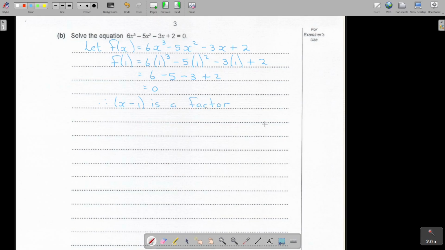Now I'm going to show you both methods. I can do now long division, which I'm going to do here. So I'm going to say 6x cubed minus 5x squared minus 3x plus 2, divided by x minus 1. And if I divide that, what do I get? 6x squared. And then I multiply, so I get 6x to the power 3 minus 6x squared. And don't forget, then I change the signs.